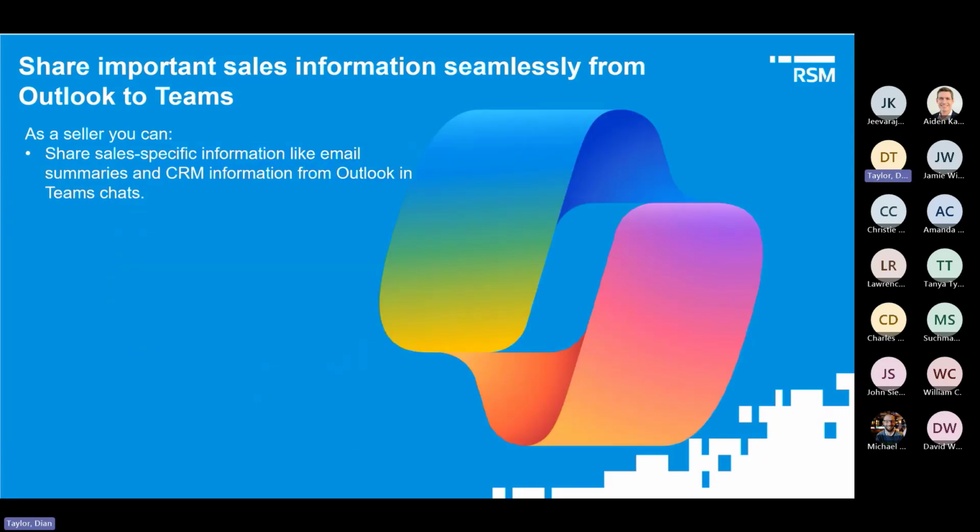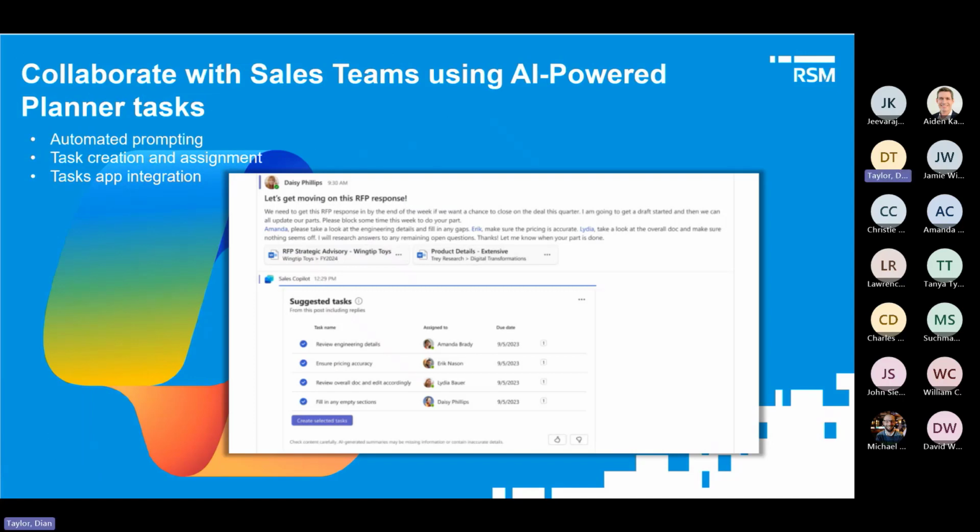And this is also a new one that I found today. This is going to allow us to share email summaries and other Outlook information directly inside of Microsoft Teams chats. So that's going to be interesting to be able to do. Again, there was not a lot of information on exactly how that's going to work, so we're going to have to wait and see until that comes out. Now, this one, being able to collaborate with sales teams using AI-powered planner tasks.